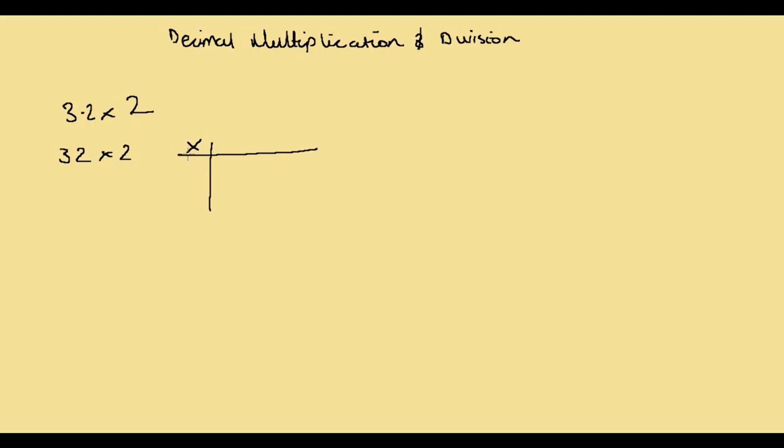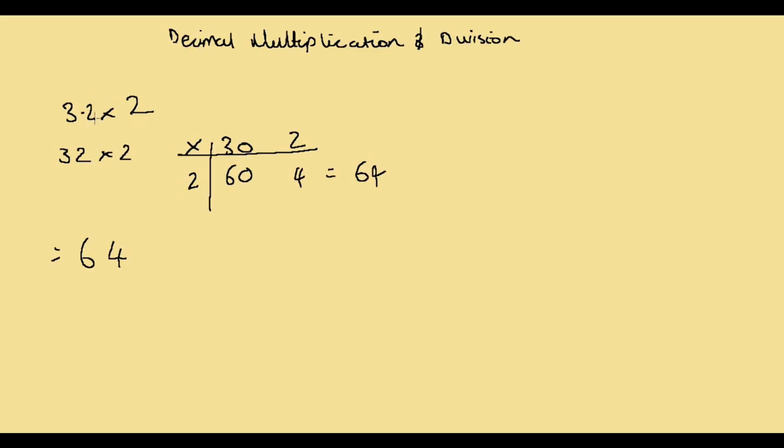32 times 2, well, you can do this any way you wish. I'm going to do it using this grid method. 32 times by 2. 2 times 30 makes 60, and then 2 times 2 makes 4, so this totals up to be 64. So I know that my answer is going to be something to do with 64. However, I need to then decide where I'm going to put this decimal point, because if you remember, we ignored it from the start, but now we're going to reintroduce that.